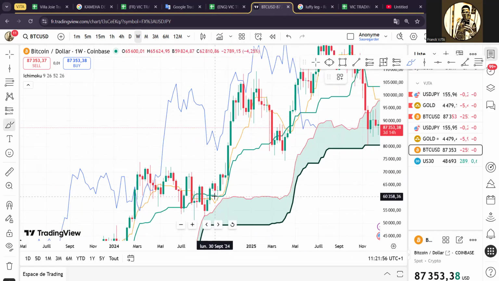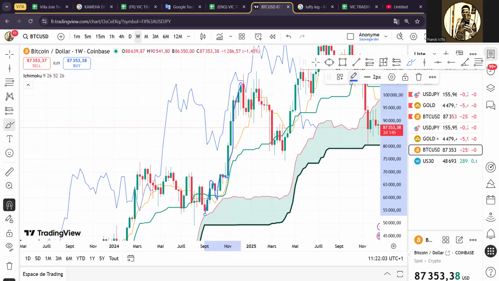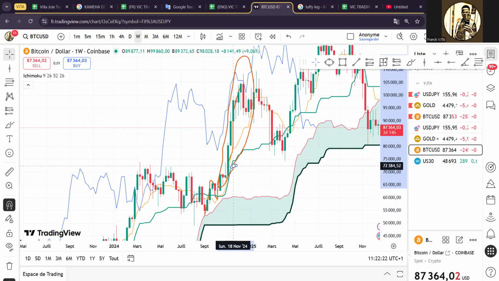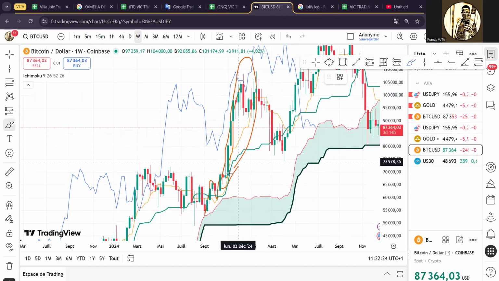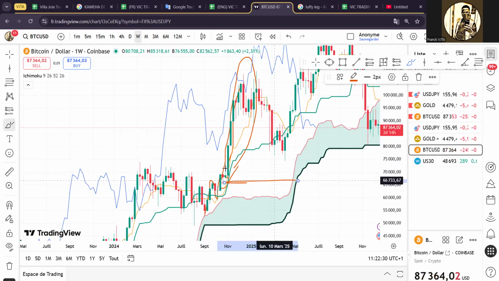you see, for the weekly, right? We have this sort of Luffy leg like this, right? This Luffy leg is this one. I will take till this one because this one was not that much. Anyway, I can even take just like this. No problem. So during this Luffy leg, right? You have the bottom of the Luffy leg at this level, but you have no red candle in the middle here.